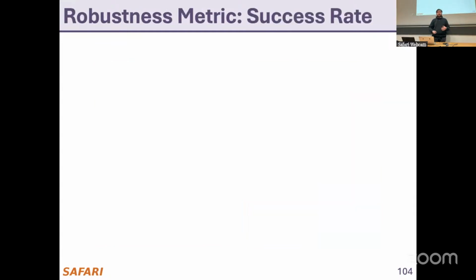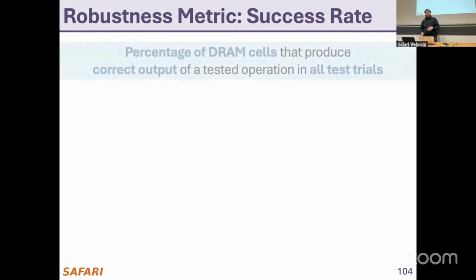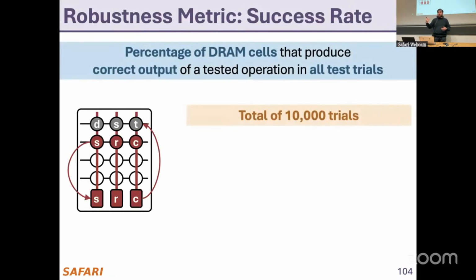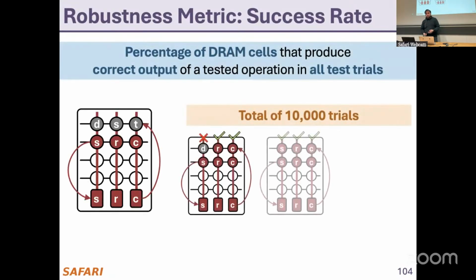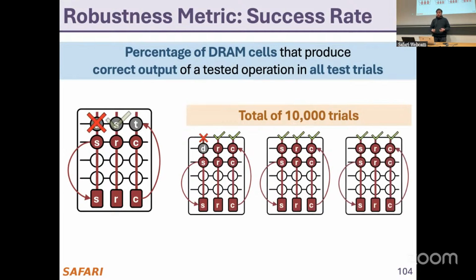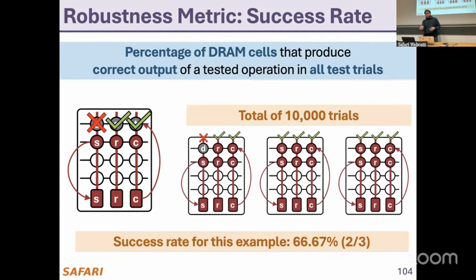And again, to evaluate the robustness, we have the success rate. It's the percentage of cells that produce the correct output across all test trials. For example, in this example, the success rate is 66%.